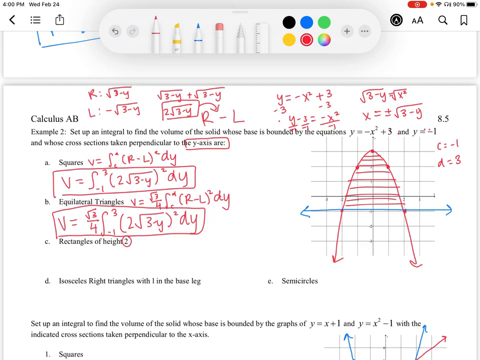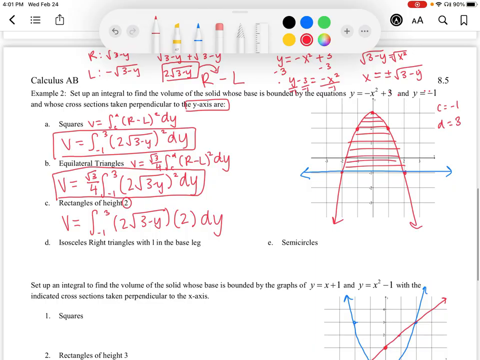Rectangles with a height of 2. So that one, I'm just going to go ahead and plug it in instead of writing the formula. It's just going to be the integral from negative 1 to 3 of that right minus left. So that 2 square root of 3 minus y times my height, which is 2, and then a dy. So that's where I was talking about. You still have to have that height there.